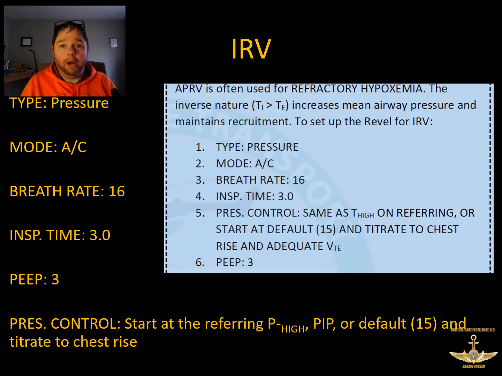If they are not on that yet, you would just look and see what their peak pressure is. If it's making their chest move, which is what you want, then you can start with that number. If you're not starting with anything and you have trouble oxygenating them, you can start at the default pressure control on our machine, which is 15, and then titrate that upward until you get good chest rise and an adequate exhaled tidal volume, which would be about 6 to 8 milliliters per kilogram of their ideal body weight.